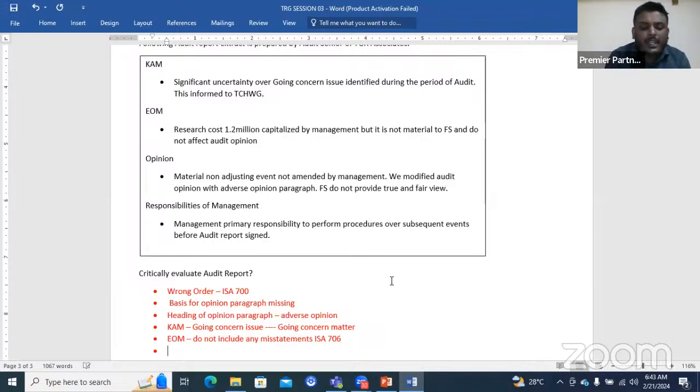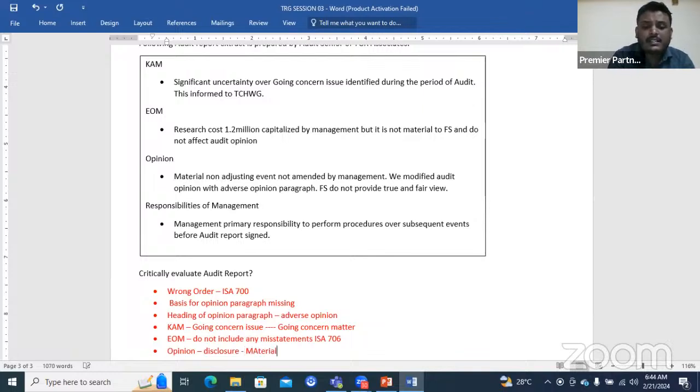The next thing is opinion. Opinion is wrong. See here, material non-adjusting event, not amended by management. Material non-adjusting event, what is the accounting treatment? IAS 10, events after the reporting period. If there is any material non-adjusting event, what is the accounting treatment? If it affects going concern, it should be treated as an adjusting event, break-up basis. If it's not affecting going concern but it is material, sufficient disclosure needs to be made. So the requirement is disclosure.